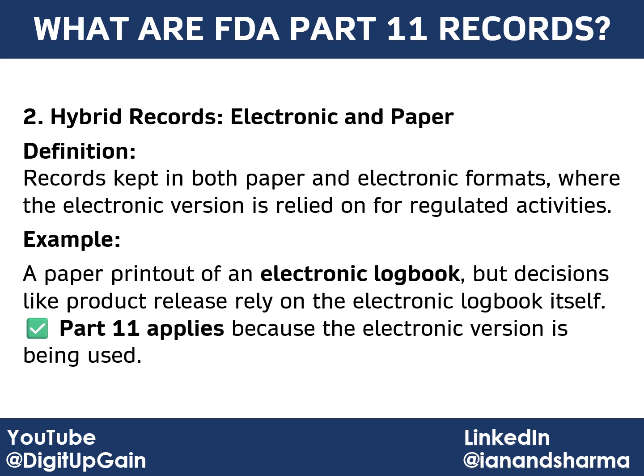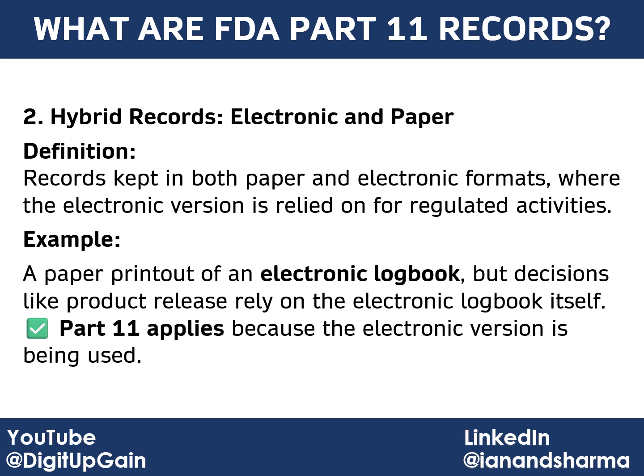The second in the list is the electronic record used alongside the paper record, or we can say the hybrid record. If you keep both paper as well as electronic version of a required record and you rely on the electronic version to perform activities like decision making, compliance or checks, Part 11 applies to the electronic record. For example, a paper printout of an electronic logbook, but decisions like product release rely on the electronic logbook itself. Part 11 applies because the electronic version is being used.